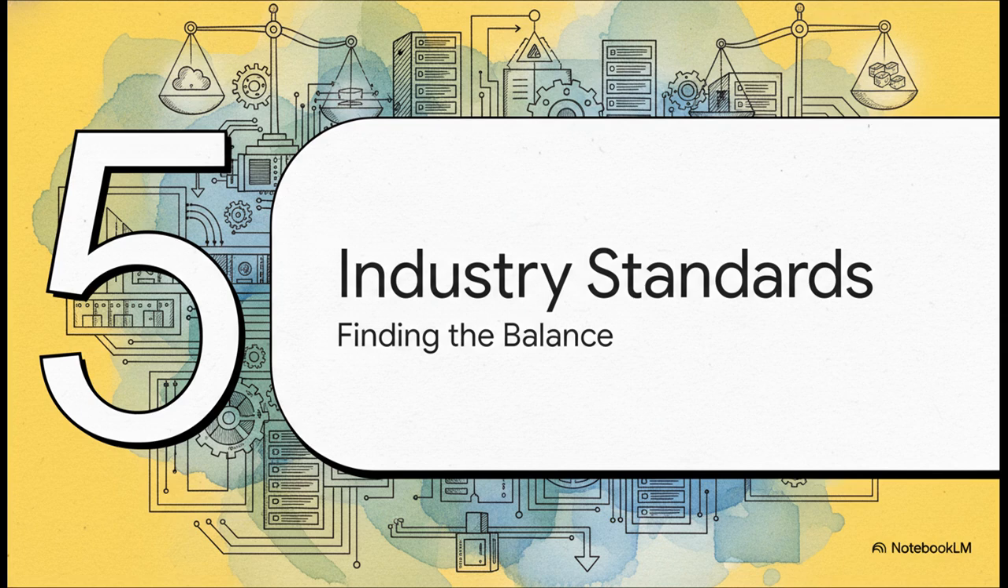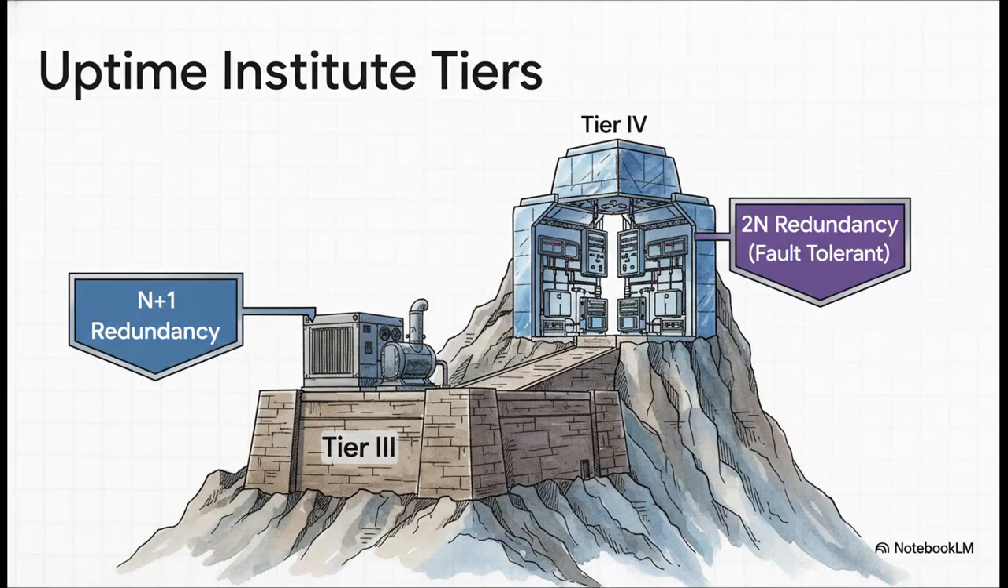So how does the industry actually solve this? How do they find that sweet spot, that balance? Well, thankfully, they don't just guess. They rely on very well-established, rigorous industry standards to guide them. The gold standard for this is known as the Uptime Institute's tier certification. As you can see, a Tier 3 facility lines up perfectly with that N+1 model we talked about.